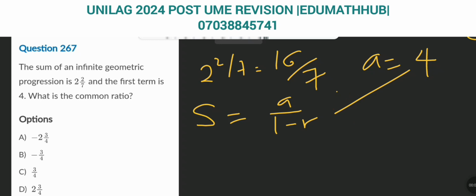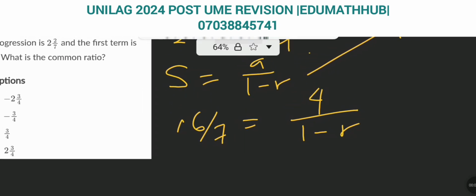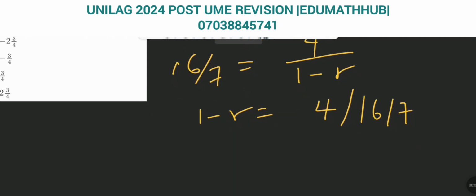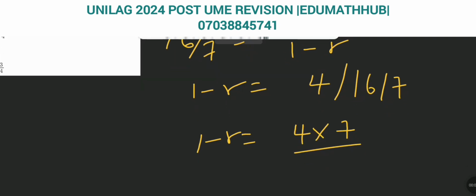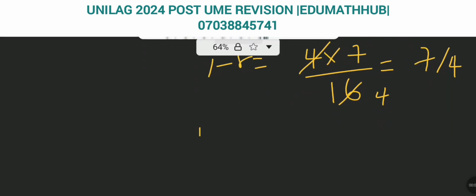So if you do that, you're going to put the value 16 over 7. Then the value of a is 4, as you can see from the question. Then they are dividing by 1 minus r. So all you have to do is cross multiply and divide both sides by 16 over 7. So you have 1 minus r will be 4 over 16 over 7. So this is division, okay? So the 7 will go up, while the 16 will be down. So you're going to have 4 times 7 over 16. So you cut that out, you're going to get 7 over 4. So the value of 1 minus r is equal to 7 over 4.